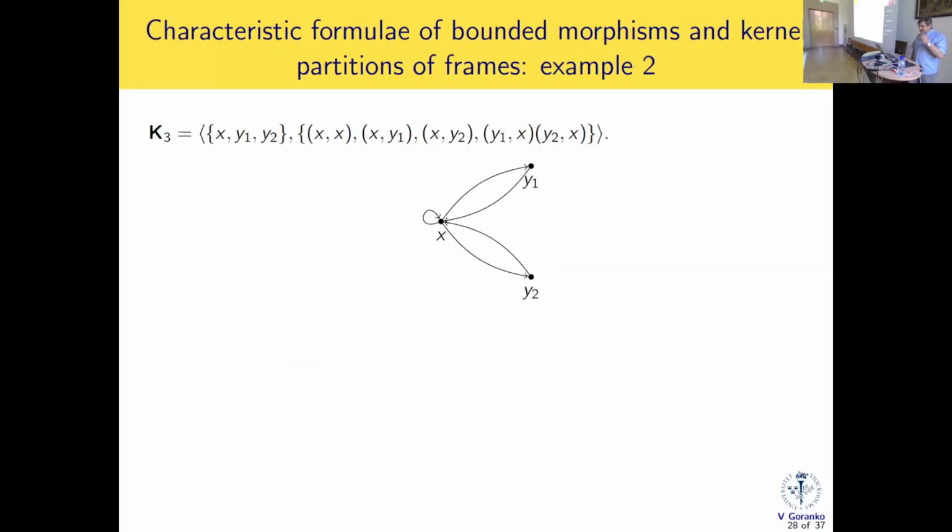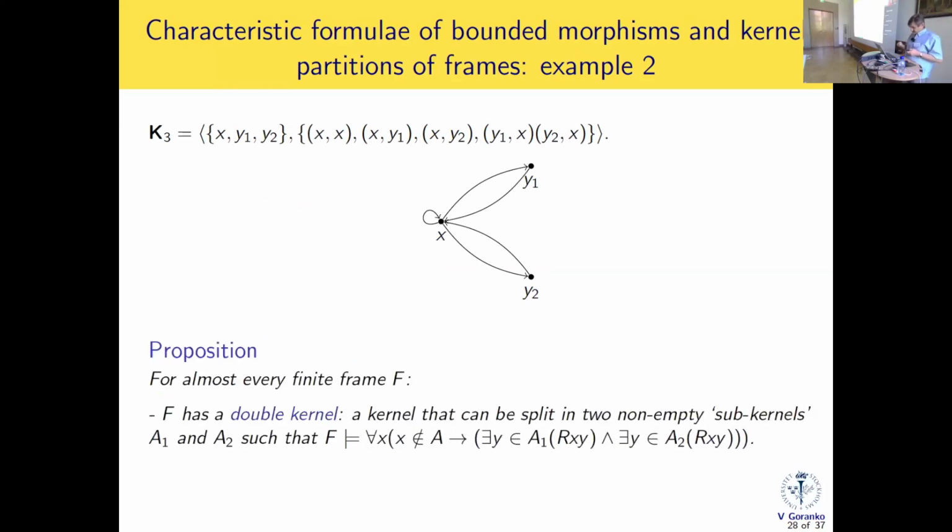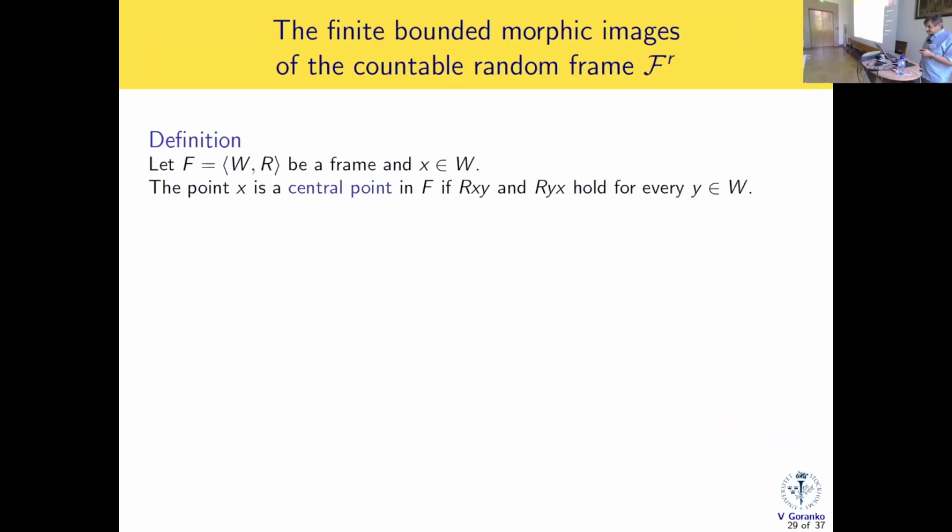And then the second example is similar, but now we have a more complicated story. It's a 3-element target frame here, and it defines the notion of a double kernel. A double kernel is just a kernel that consists of two subkernels. And again, we have the same result: for almost every finite frame, it has a double kernel if and only if there is such a bounded morphism onto this one, if and only if it satisfies the characteristic property. So why are we interested in double kernels? Well, I'll tell you now why.